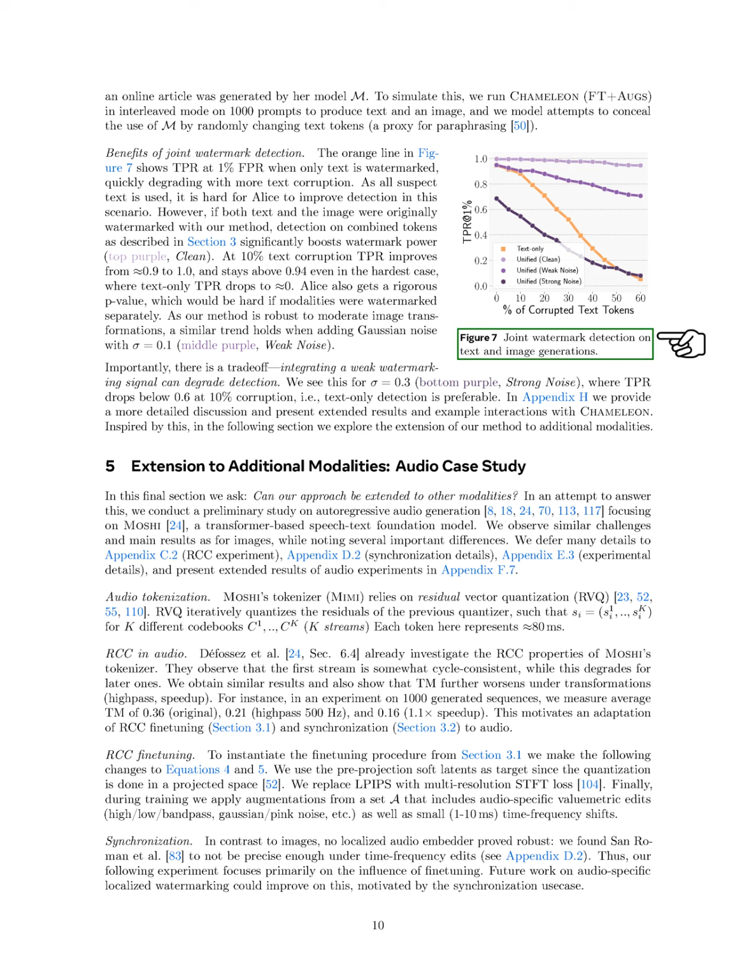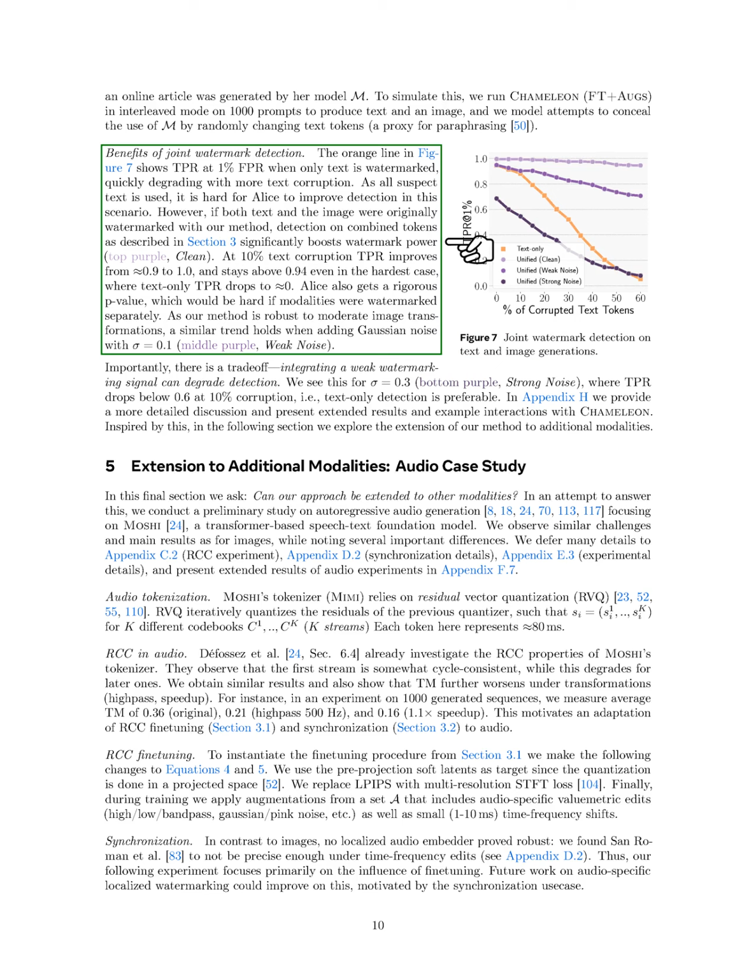Section: Benefits of Joint Watermark Detection. In this section, we discuss the advantages of joint watermark detection. The orange line in our figure shows the true positive rate, TPR, at a specific false positive rate, FPR, when only the text is watermarked. We notice that the TPR quickly declines as the text becomes more corrupted. Since we use all suspect text, it becomes challenging for us to enhance detection in this situation.